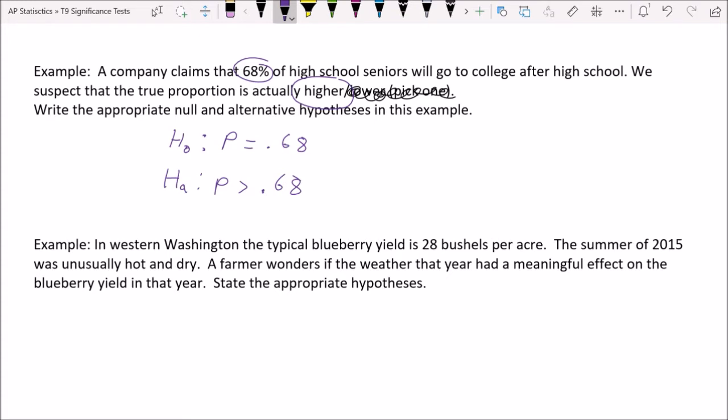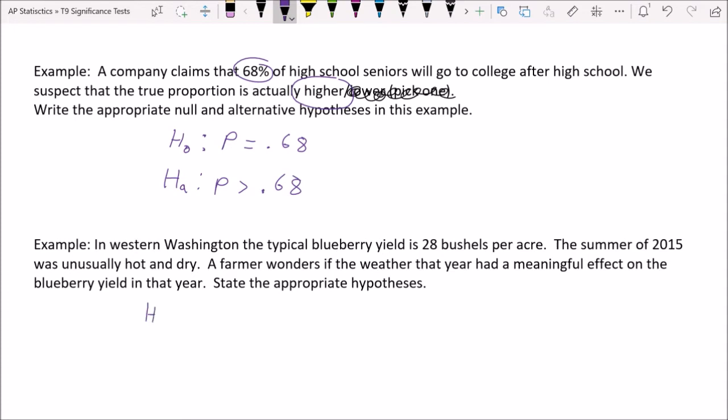In Western Washington, the typical blueberry yield is 28 bushels per acre. The summer of 2015, though, was unusually hot and unusually dry. And a farmer wonders if the weather that year had a meaningful effect on the blueberry yield. We're going to state the appropriate hypotheses. Okay, so this one, we're talking about a mean.